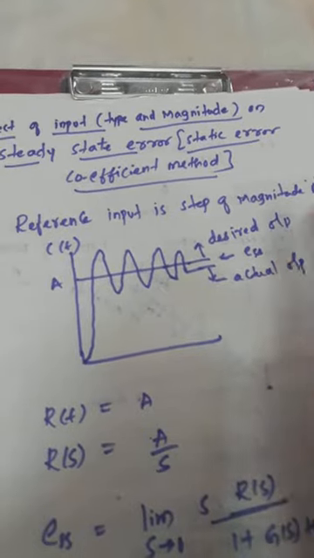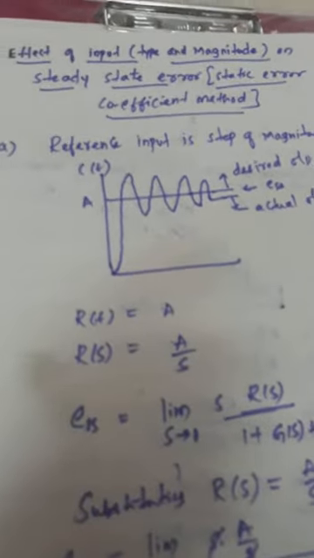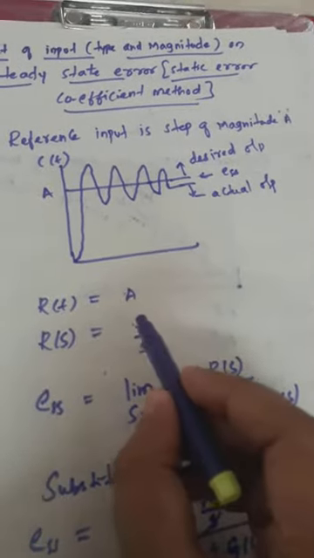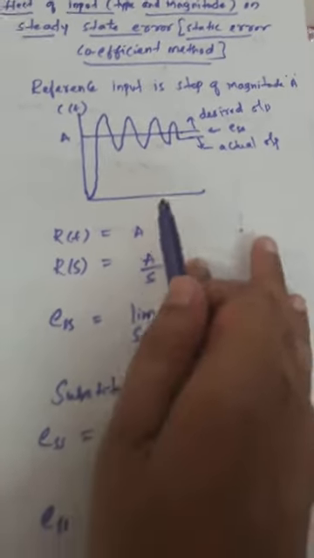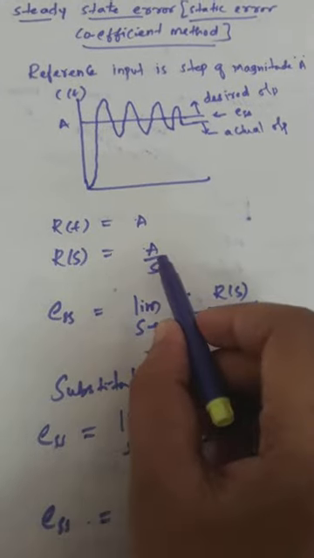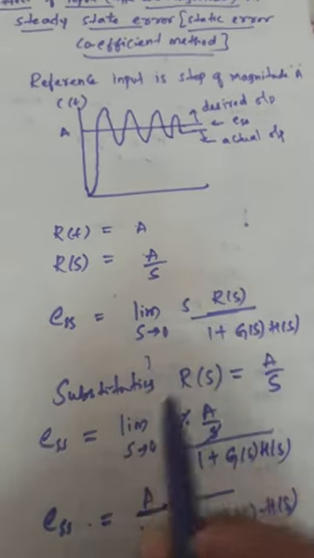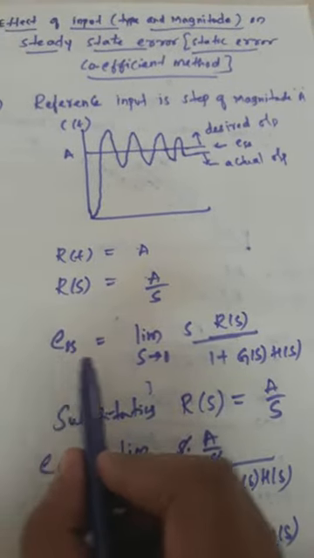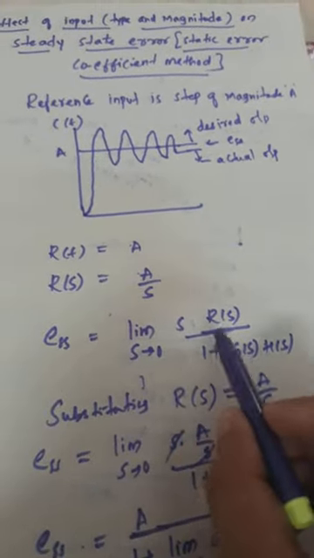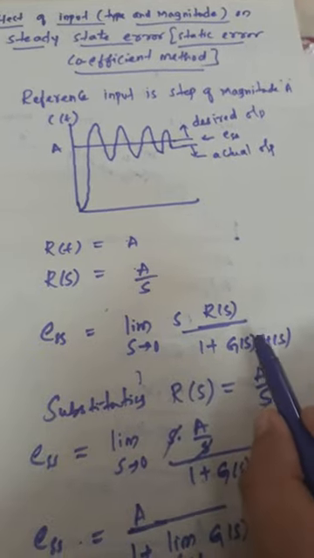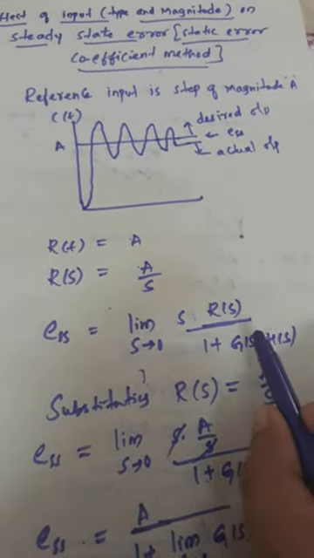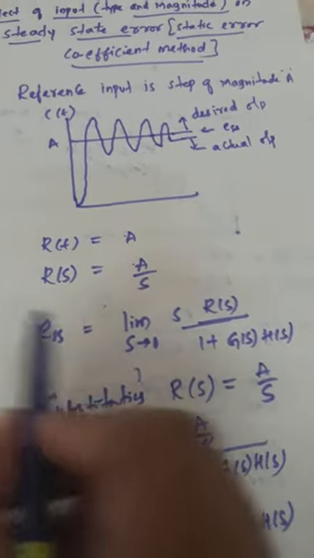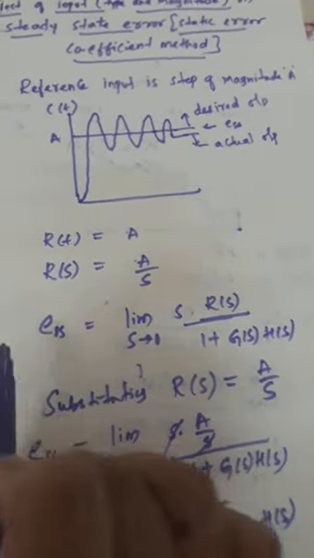SS, ESS. As you know from last class, R of t is equal to A, and the Laplace transform of this can be written as R of S is equal to A divided by S. And from yesterday's class, you know that ESS, that is steady state error, is equal to limit S tends to 0 of S into R of S divided by 1 plus G of S into H of S. This formula we got from the derivation that we did in the last video.